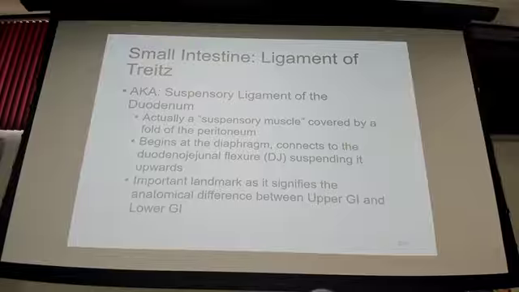Let's talk about surgical anatomy, just some clinical correlation. The division of the upper and lower GI tract, so you'll hear upper GI, lower GI. The division point is the ligament of Treitz, the suspensory ligament of the duodenum. It's actually a muscle, but it's got ligamentous elements to it. So it's kind of a surgical anatomy gee whiz thing.